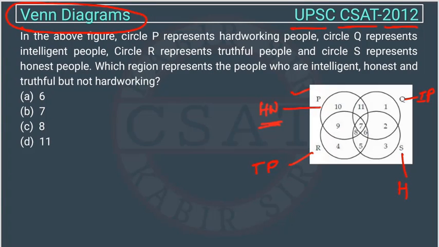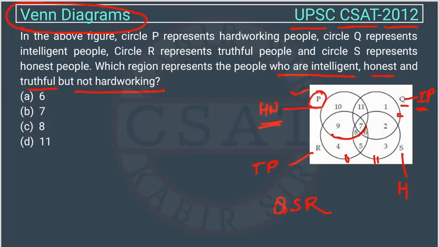right? So now what we have to do, we have to find which region represents the people who are intelligent. So this circle representing intelligent, this one, right? This Q. So we have to find who are intelligent, who are in Q, who are honest and who are truthful. So we have to find which are in circles Q, S and R, right? In all three, right? But not hardworking, it should not be in the circle of P, right? So in this circle, and in this circle, but not in this.